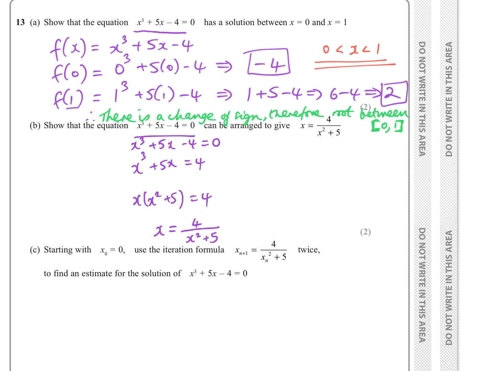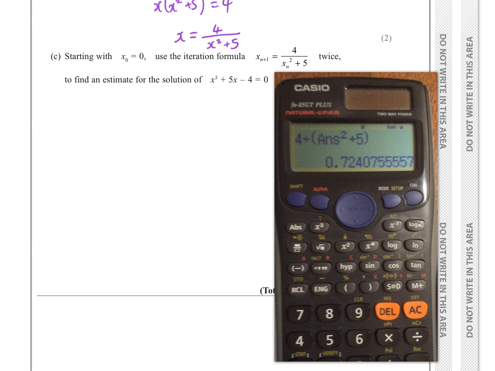Now, the last part here, I'm going to try and insert a video into this video and see whether that works. So we want to start with x0 equals 0, i.e. our first value of x to be 0, and we want to input it into this iterative formula. And this is the idea about part B, to get it into an iterative formula. And we want to do that twice, and therefore we can find an estimate for the solution of this cubic. So let's see if this video works.